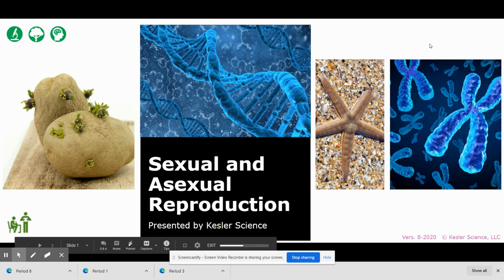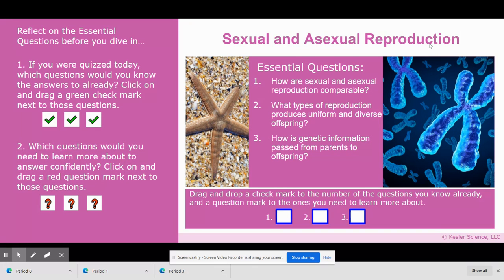Okay, so we're going to go through the lesson notes for sexual and asexual reproduction. First, you're going to start by figuring out where you stand as far as your understanding level for this topic. So we're going to read through the essential questions, and then you're going to decide how well you know the answers to these already. The first one says, how are sexual and asexual reproduction comparable?